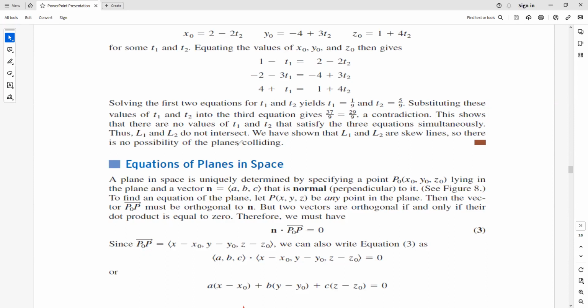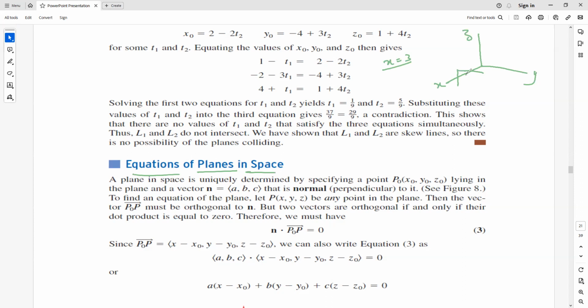So in the previous class, we discussed equations of lines in space. Now we are going to discuss equations of planes in space. In the previous lesson, we talked about the equation of a plane, x equals 3, right? This was the plane that was parallel to the zy plane. So we can draw it like this.